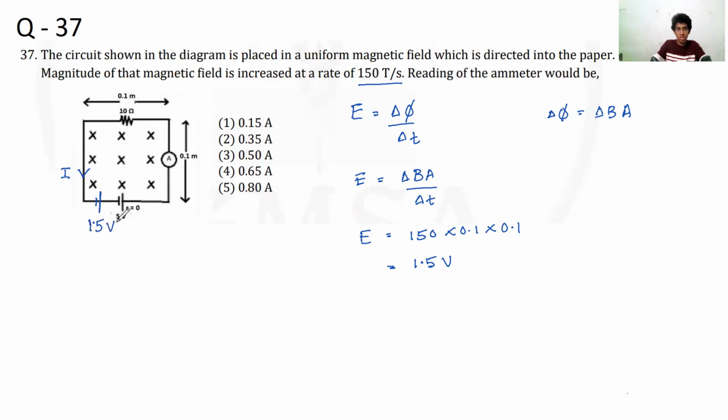Now we can apply V equals IR to the circuit. So V will be 5 plus 1.5 volts, and we should find the current, and the resistance is 10 ohms. So I is equal to 0.65 amperes. Therefore the reading of the ammeter would be 0.65 amperes. So the correct answer is the fourth.